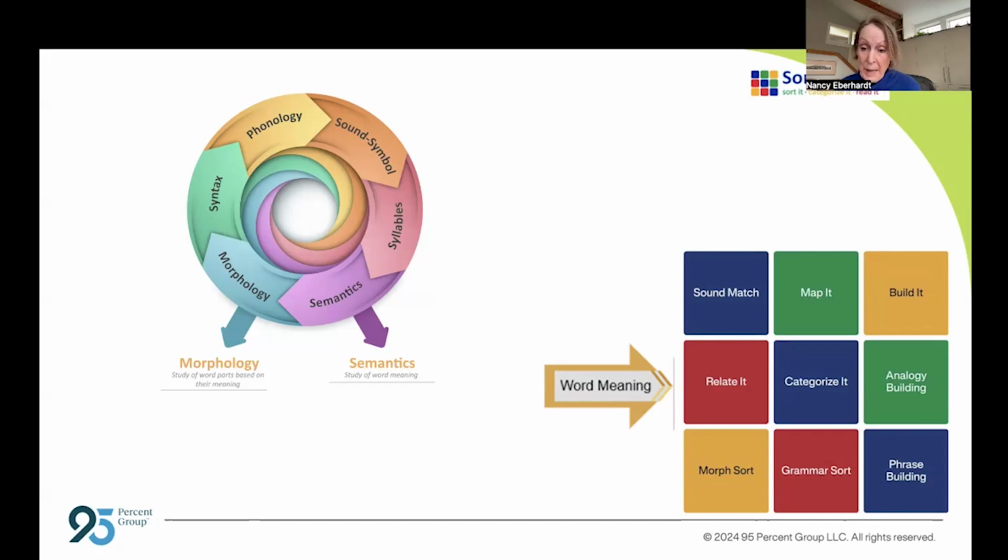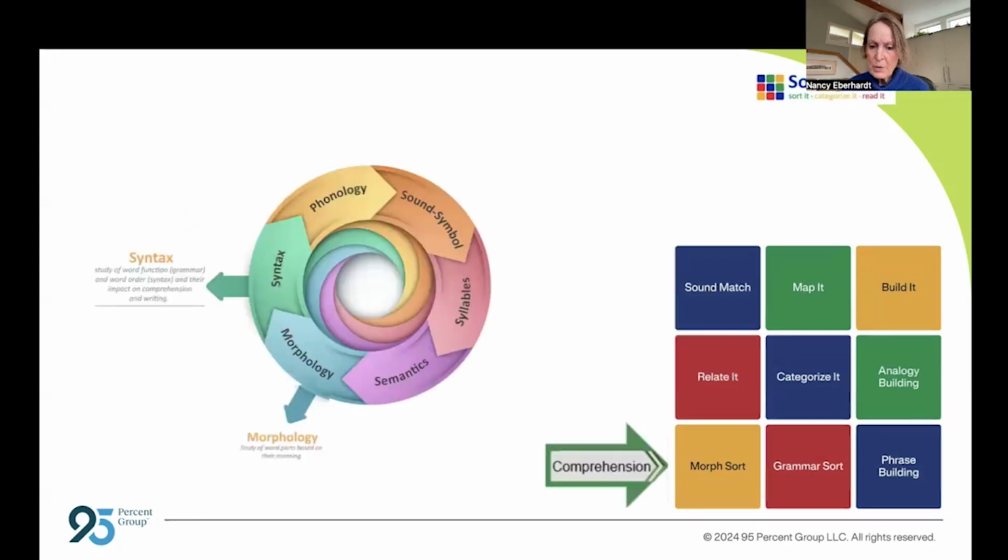Categorize it, which is a semantic sorting activity. For example, things that are green, emotions, or analogy building, where students try to solve a word puzzle using as their answer a word that is decodable. All of these activities share the common goal of working on building knowledge about the meaning of the words that students can decode. The last row, comprehension, focuses on those last two parts of the word knowledge network.